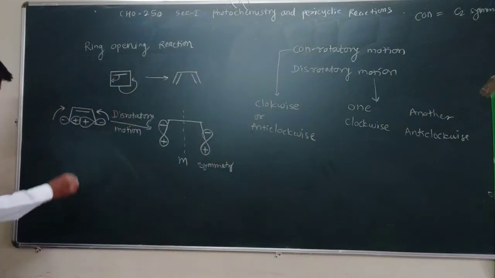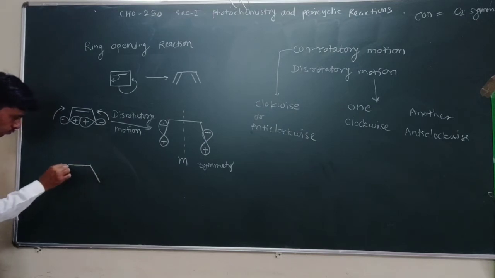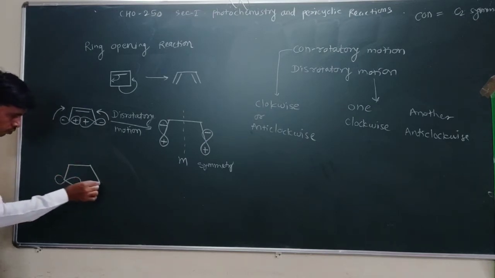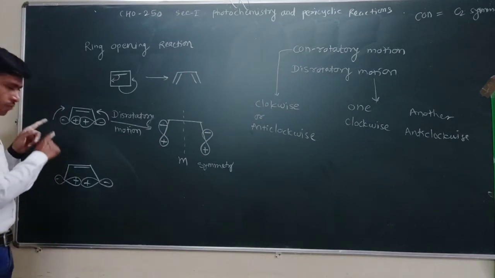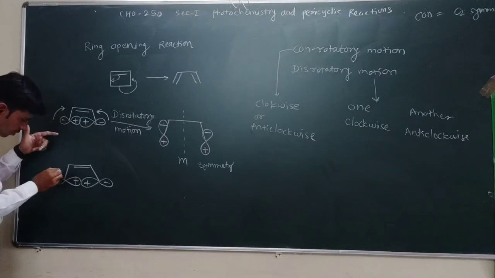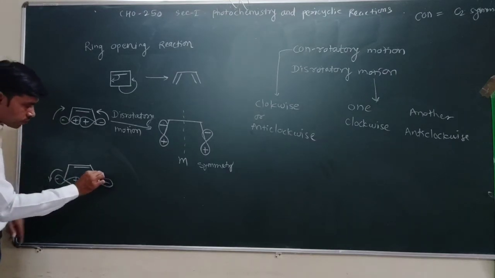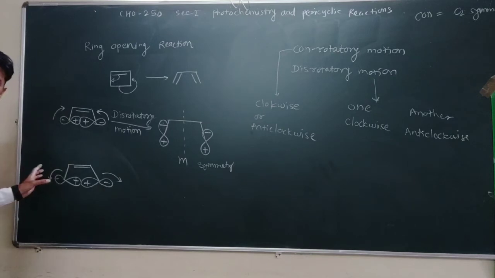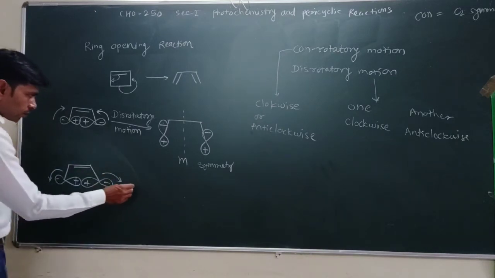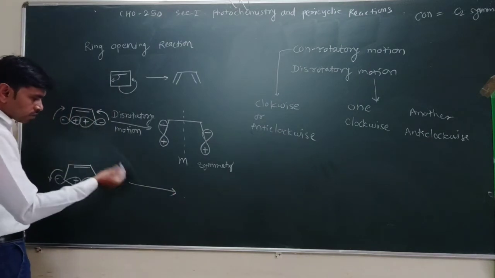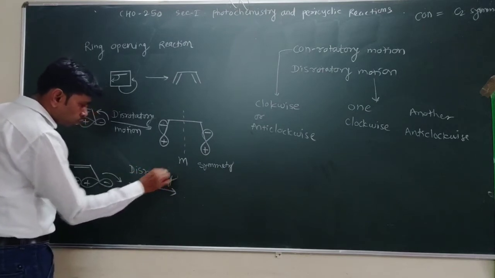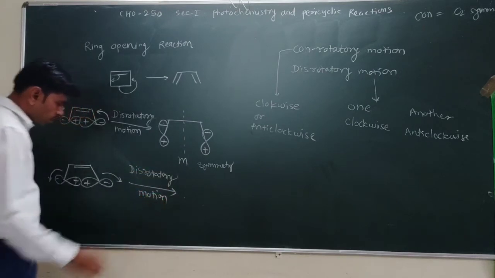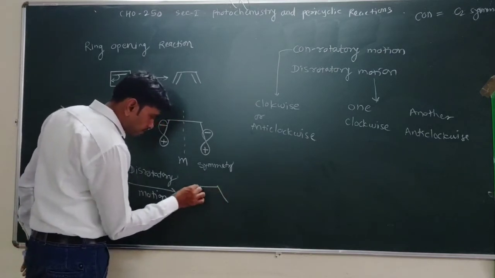Another possibility is that we change the rotation for the orbitals. Here this is the bonding orbital. Initially we rotated this one clockwise. Now we rotate this one anti-clockwise and we rotate this one clockwise. Now see what is the result. One rotated anti-clockwise, another clockwise. This is the disrotatory motion. This disrotatory motion results in the opening of the ring.